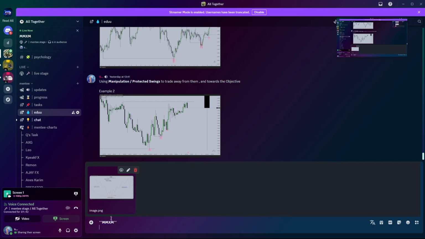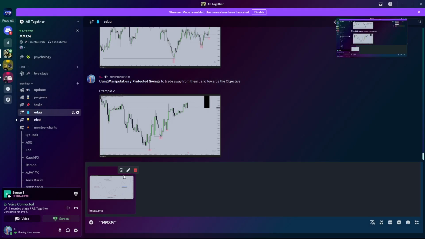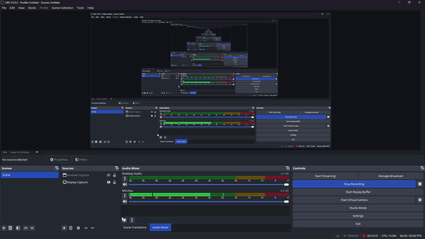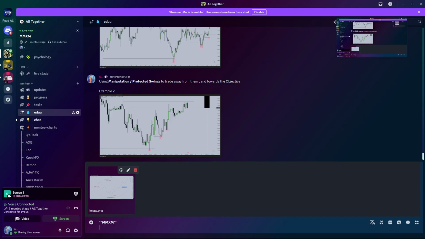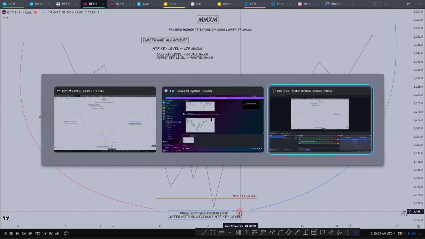This thing should be learned by examples or by logic. You can write, but what will you write in the definition? Market maker model. This would be the use of MMXM, this wouldn't be the definition. MMXM is used to frame high time frame expansion. Low time frame MMXM is being used to frame high time frame expansion. MMXM is price shifting order flow after reaching the relevant high time frame key level.